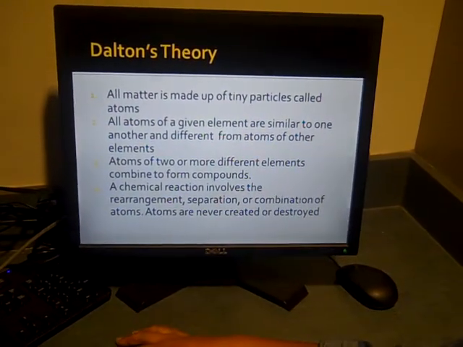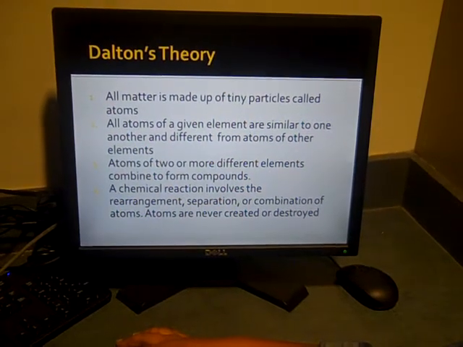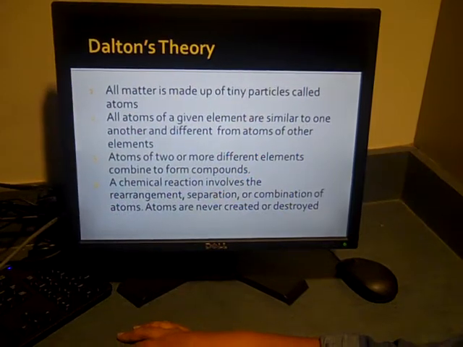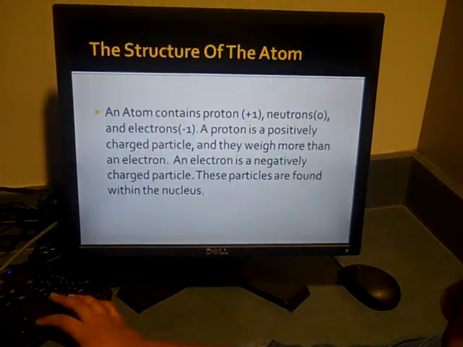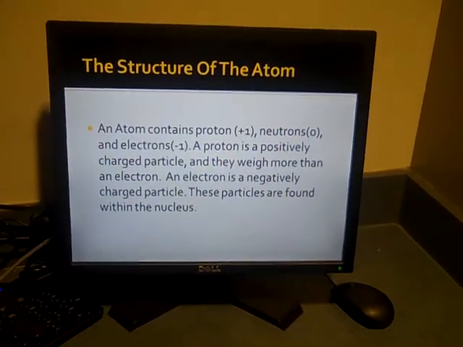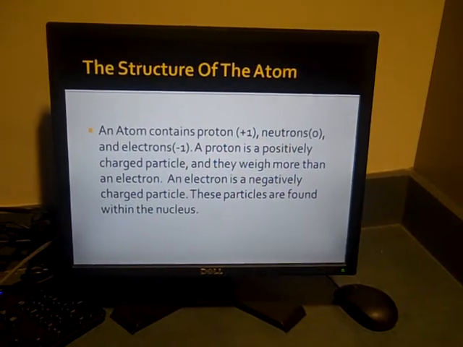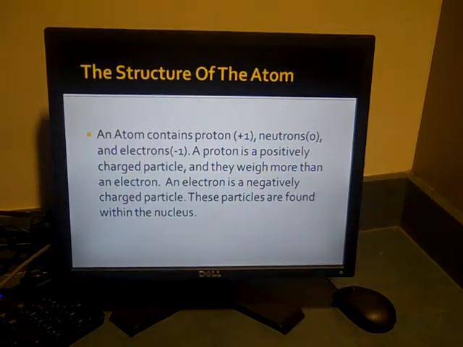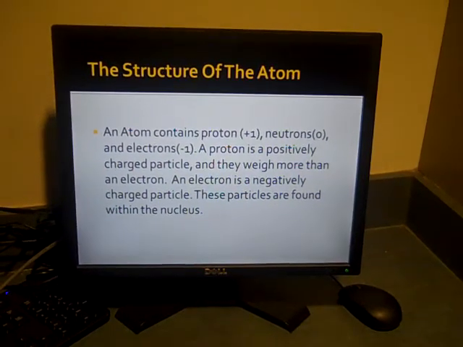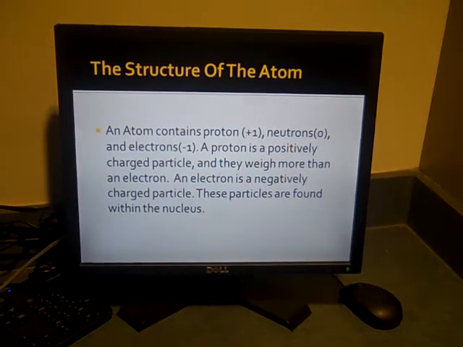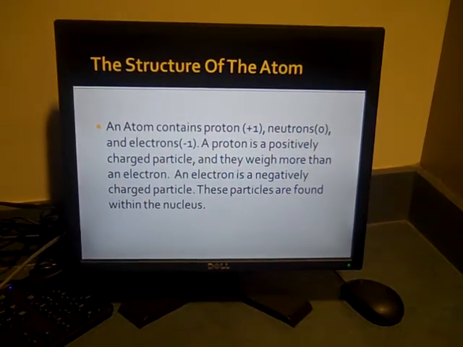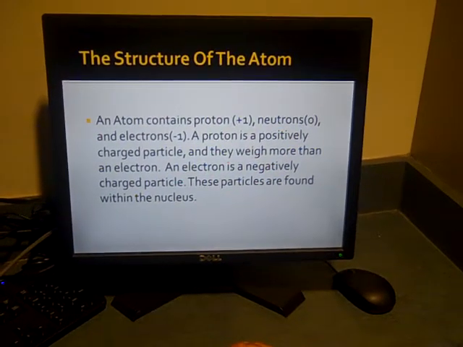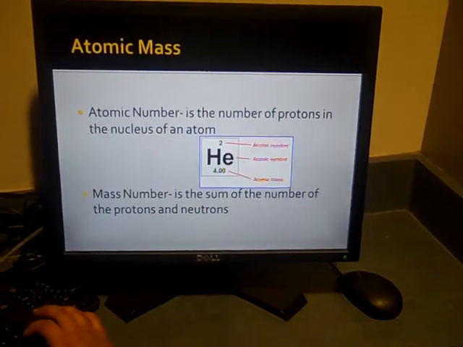A chemical reaction involves the rearrangement, separation, or combination of atoms. Atoms are never created nor destroyed. The structure of an atom contains a proton, which has a positive charge, a neutron, which has no charge, and an electron, which has a negative charge. The proton is a positively charged particle, and it weighs more than an electron. An electron is a negatively charged particle, and protons and neutrons are found within the nucleus.